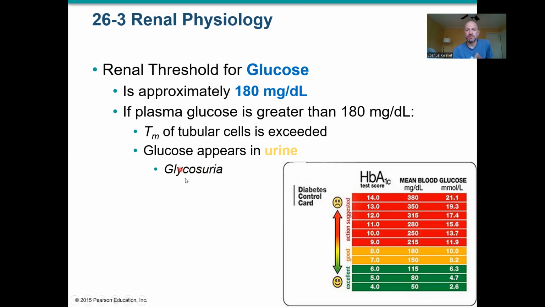Glycosuria means sugar in the urine. Sugar in the urine is pathological. It's not good.